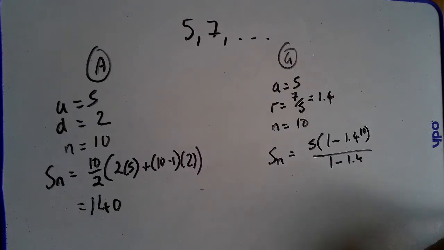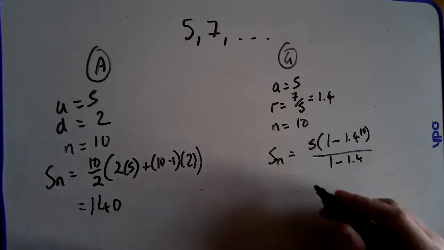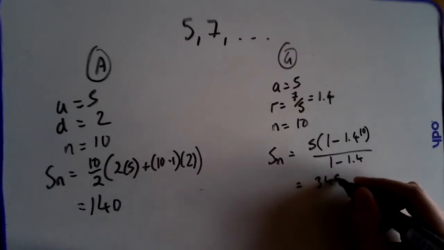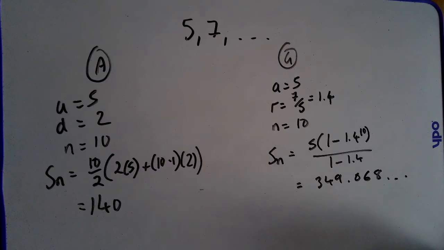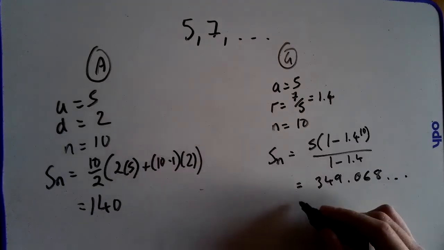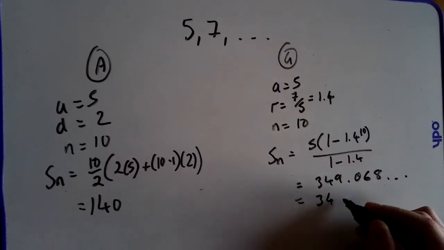So if I just type that in the calculator, 1 minus 1.4 to the power 10 over 1 minus 1.4. So we get 349.068. So that will be a fraction, an exact answer. However, it won't show up in the calculator because it's going to be too big. So instead, we just round it to 3 significant figures. So 349.